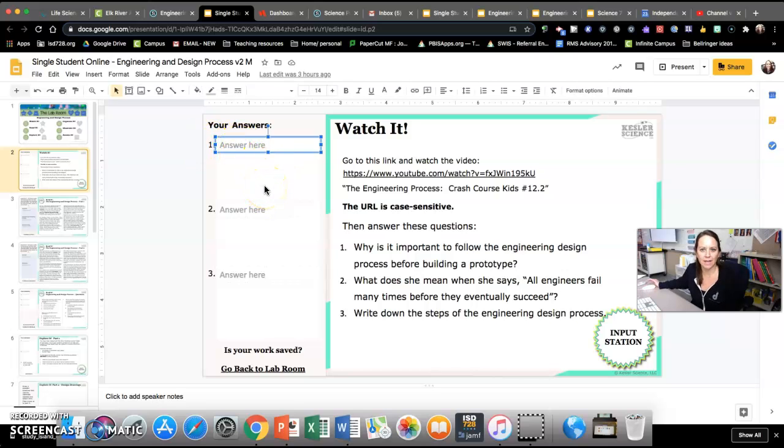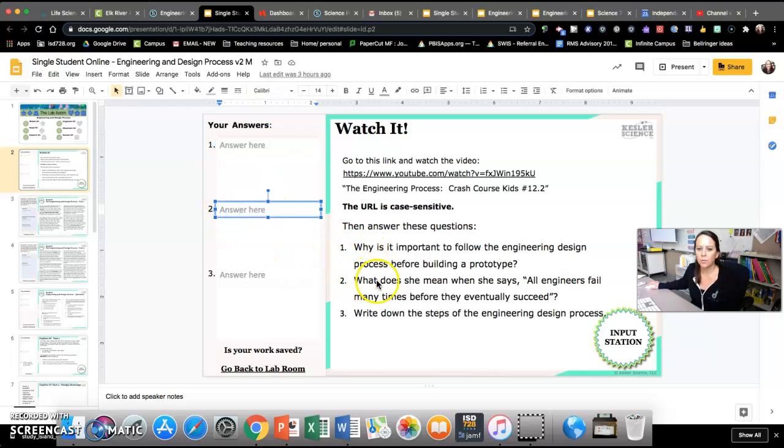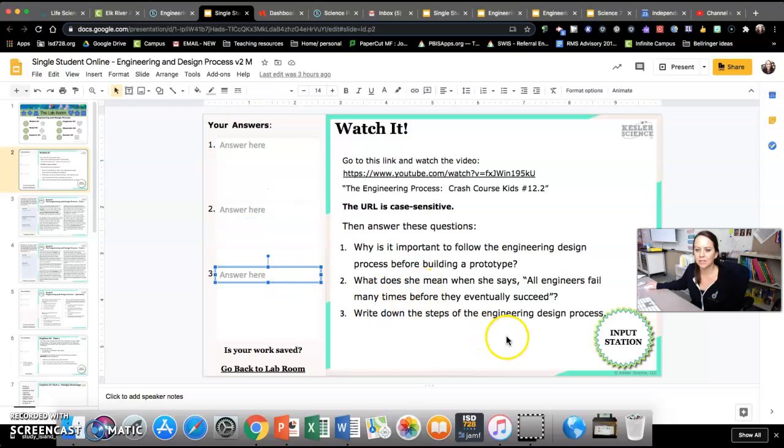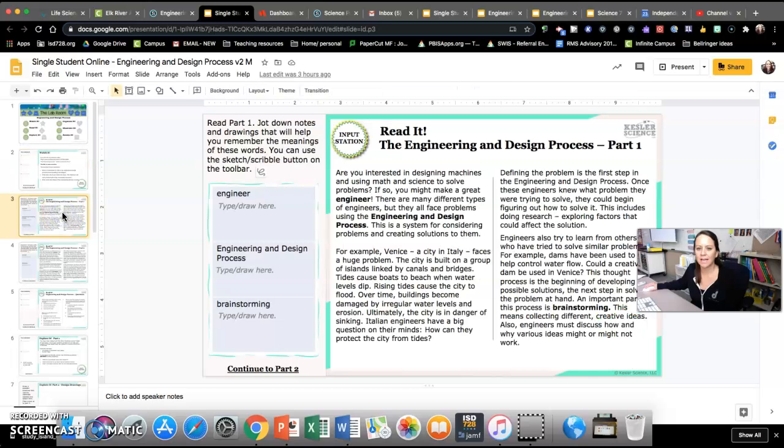Okay, do your best. This is more graded just on if you're putting some thought into it. So don't worry too much about being incorrect. Question two, you're going to type right here, what does she mean when she says all engineers fail many times before they eventually succeed? And step three, write down the steps of the engineering design process. The next station after that is the read it.